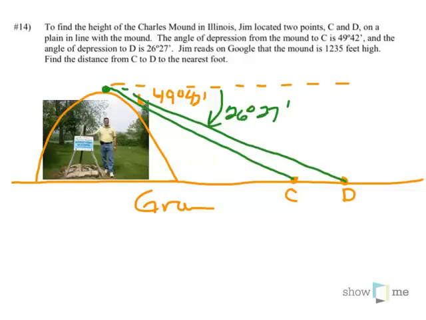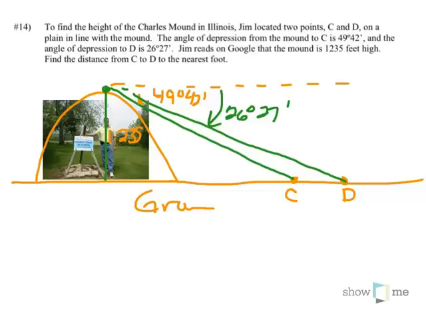Jim reads on Google that the mound is 1,235 feet high. So this height here is 1,235. Find the distance from C to D.